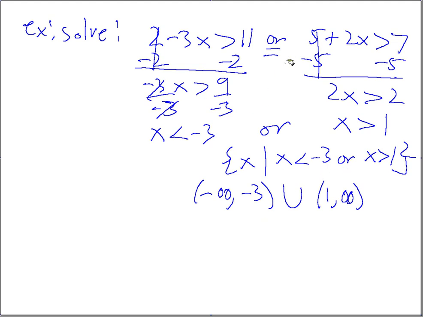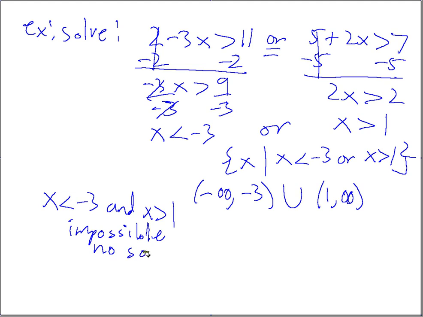Anyways, let's suppose I change the word up here from or to and. Would that have made sense? If I change the word to and, I would have x less than negative 3 and x greater than 1. Well, this makes no sense, because how can you be less than negative 3 and at the same time be bigger than 1? That's impossible. So if you get something like this, there's no solution, and we say empty set.